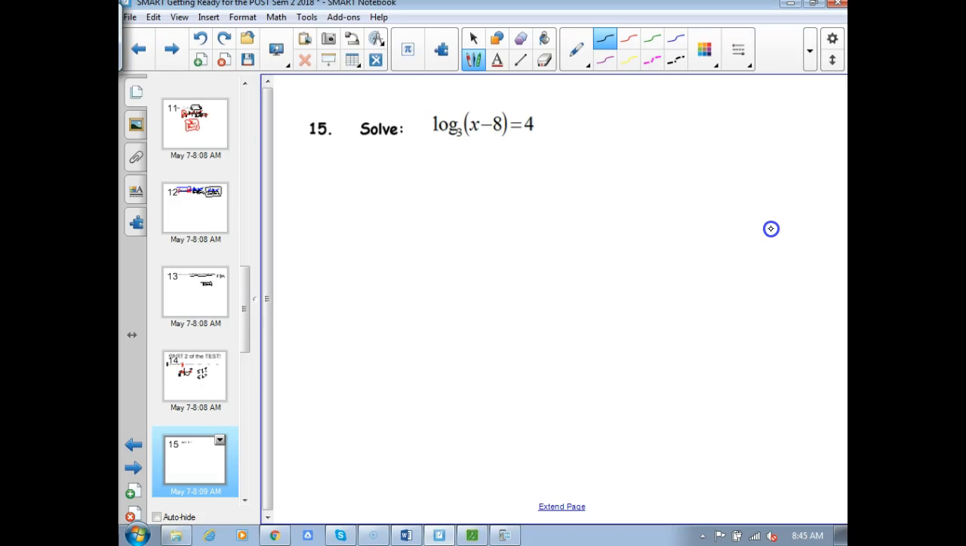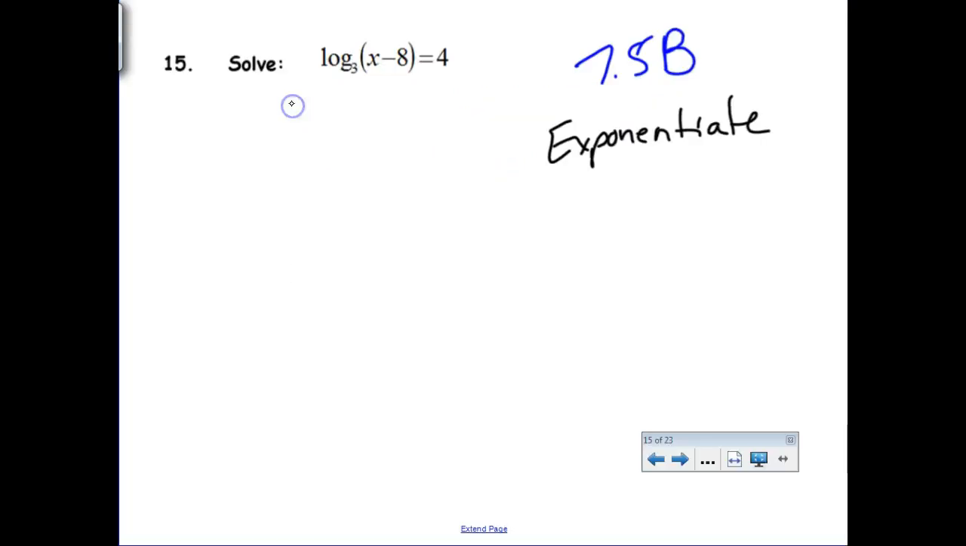Alright, solving a logarithmic equation. We've been hitting this one hard too recently. So this is section 7.5b. And the idea is you need to what we call exponentiate in order to solve for x because it's trapped in a logarithm. So the only way to undo a logarithm is to apply the inverse function of a logarithm, which is an exponential function. So I choose the same base of my logarithm, and I use that to shove underneath each side of the equation, just like this.